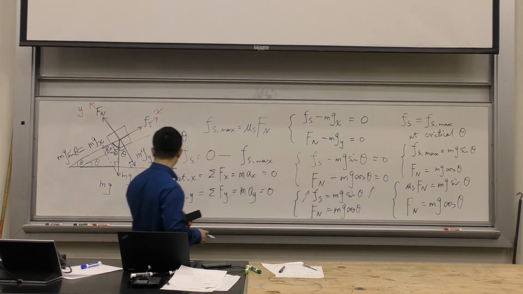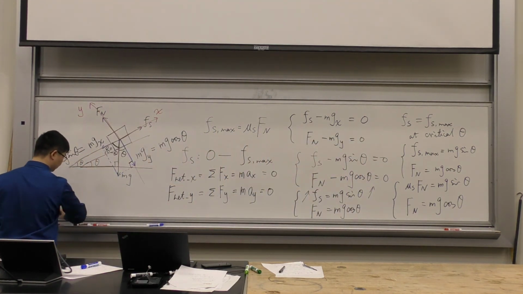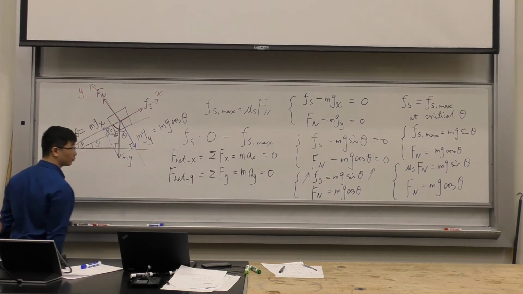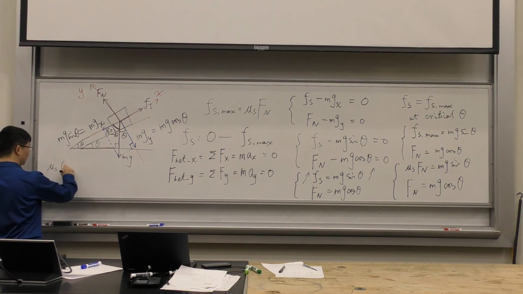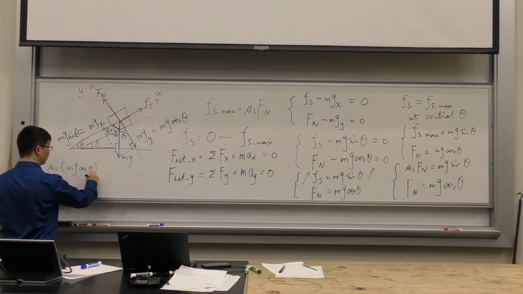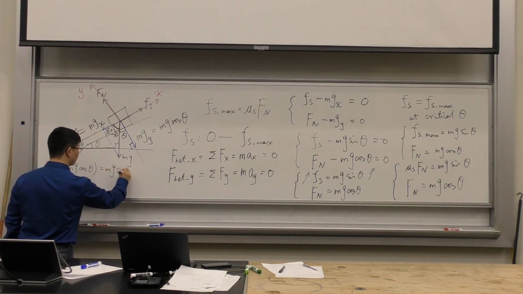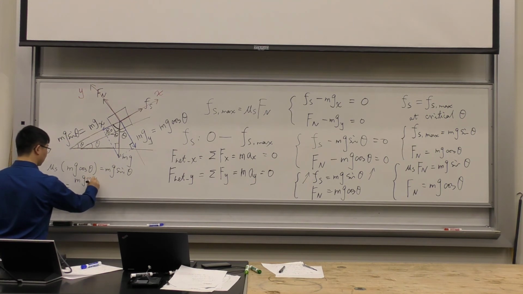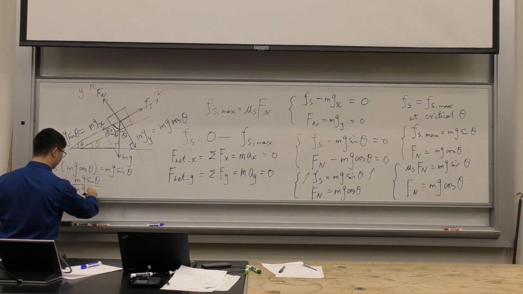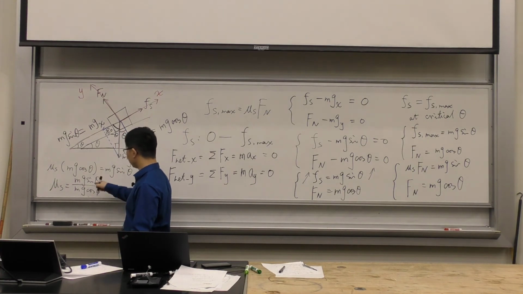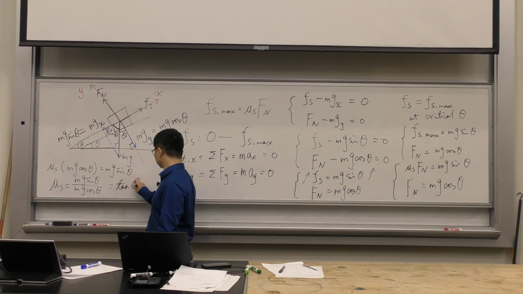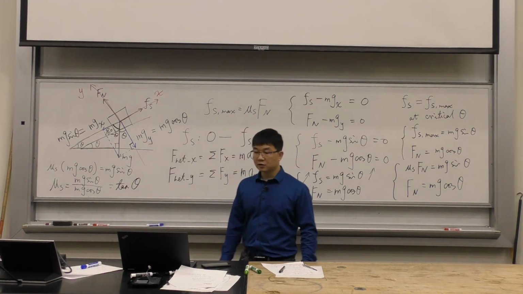All right, so let's see. What is your answer? If you plug the mu-Fn in that first equation, you get mu-s, right? Because mg cosine theta equals mg sine theta. And you divide both sides by this guy, what do you get? Mg is going to cancel, right? Mg sine theta over mg cosine theta. Mg and mg cancel. Sine theta over cosine theta, what is that? Tangent theta. So that's going to be the answer, right?